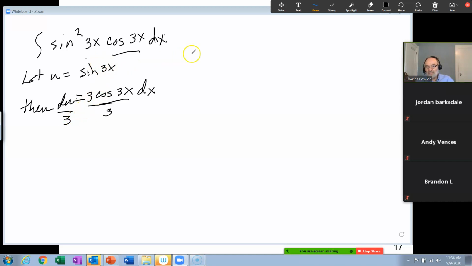Okay, so what do we have now? That 1/3 can come on the outside, and then you have the integral of, this is u squared, and this part here, when you got rid of these 3's, was du. Du over 3, but we already took care of that. Du. That's a fairly simple one to do, I hope. And what would that be in terms of u's? U cubed over 3. Perfect.